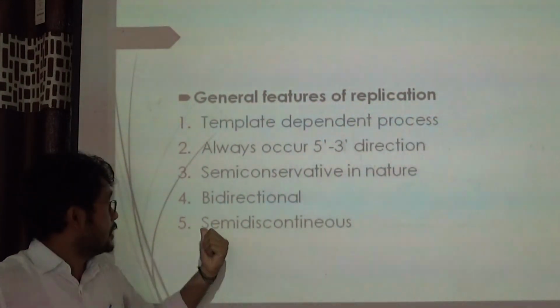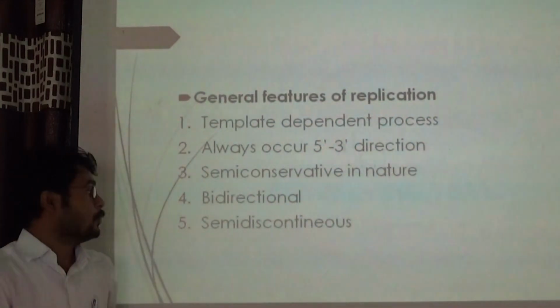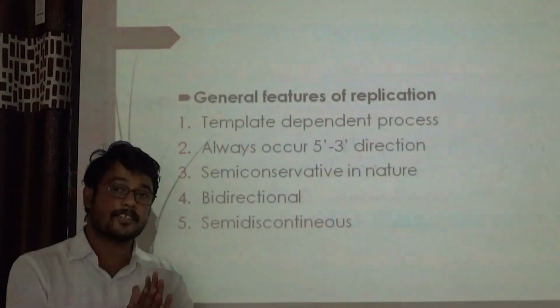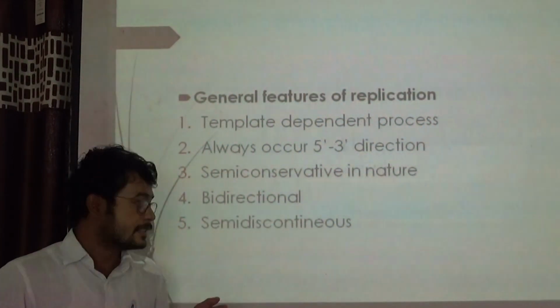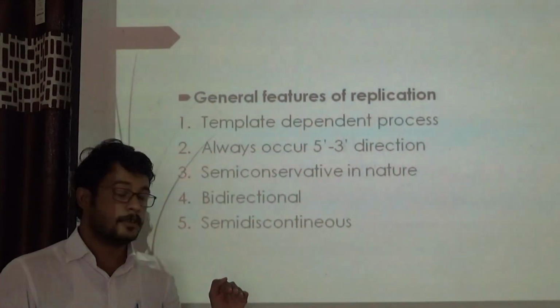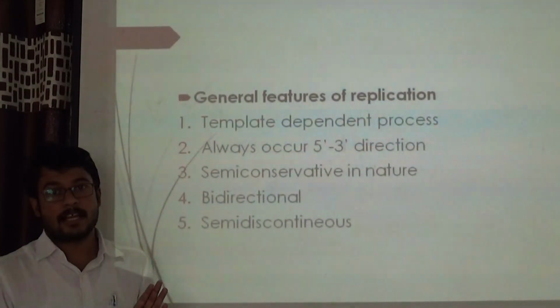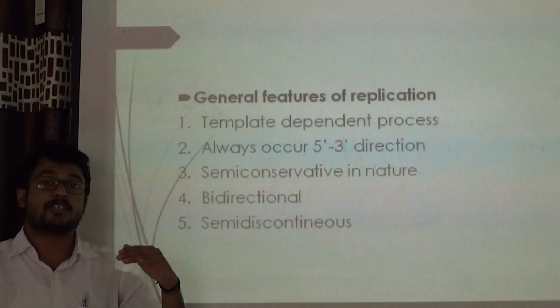Again, DNA replication property: DNA replication is semi-discontinuous. What is semi-discontinuous? Two strands of DNA are synthesized. First one is the leading strand, second is the lagging strand. But in the case of the lagging strand, many primers are required. In the lagging strand, DNA replication is slow.